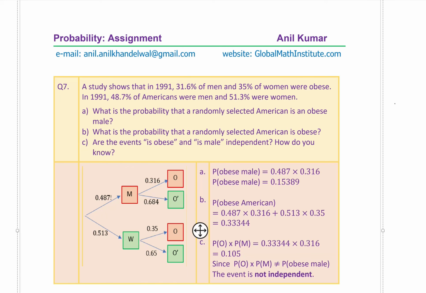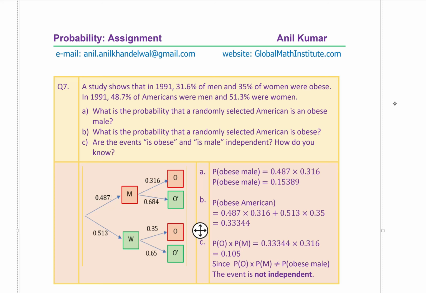Now let's look into the last question, which is, a study shows that in 1991, 31.6% of men and 35% of women were obese. In 1991, 48.7% of Americans were men and 51.3% were women. What is the probability that a randomly selected American is an obese male? What is the probability that the randomly selected American is obese? Are the events is obese and is male independent? How do you know? So a tree diagram can really help us answer these questions, correct?